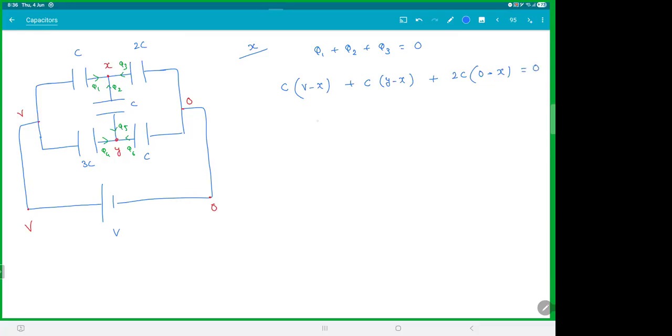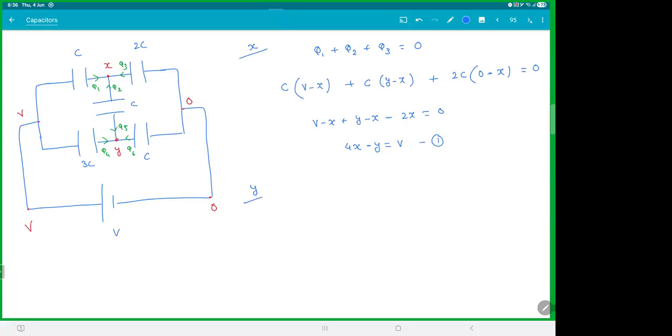C will get cancelled, and then you'll end up with V minus X plus Y minus X minus 2X is equal to 0. This would be 4X minus Y is equal to V. This is your equation 1.